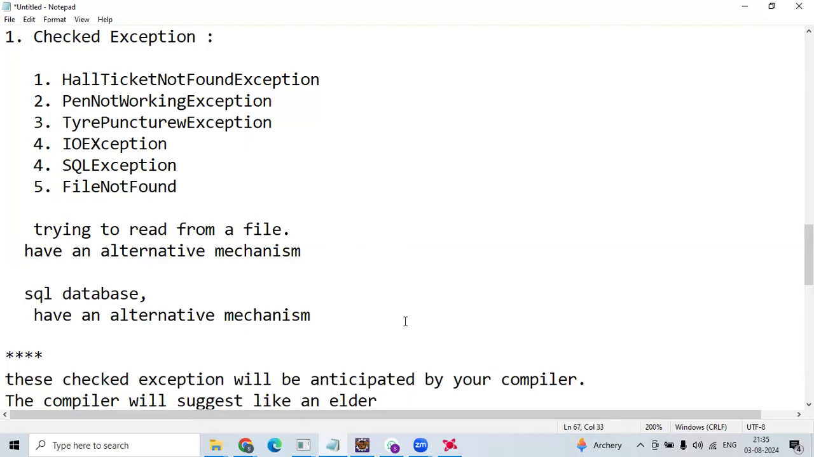One more important point, guys. People will think that for checked exceptions, if you're not handling them, we get a compilation error, and for unchecked exceptions we don't get any compilation error. So 98% of people will think checked exceptions come at compile time because of the error, and unchecked exceptions, as they are not giving any error, come at runtime. It's wrong, guys. Both checked and unchecked exceptions will come at runtime only.